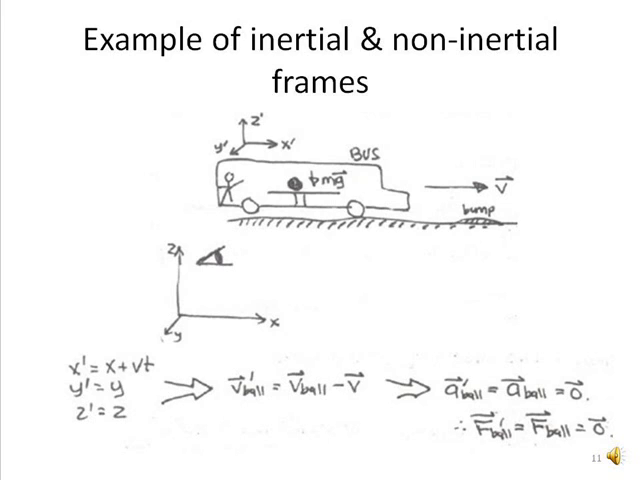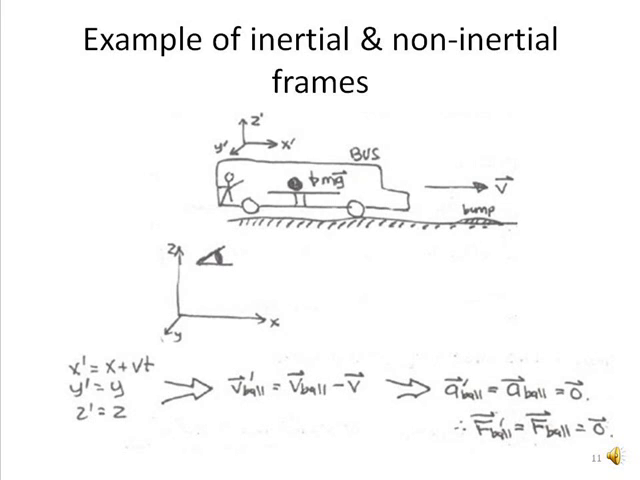Here's an example of inertial and non-inertial frames. Inertial frames will experience the same forces because they have zero acceleration relative to each other by Newton's second law. Consider the frame of an observer standing on the ground, x, y, and z. We then have a bus traveling at constant speed. Assume that the road is completely flat and that the bus is traveling at exactly constant velocity down the road.